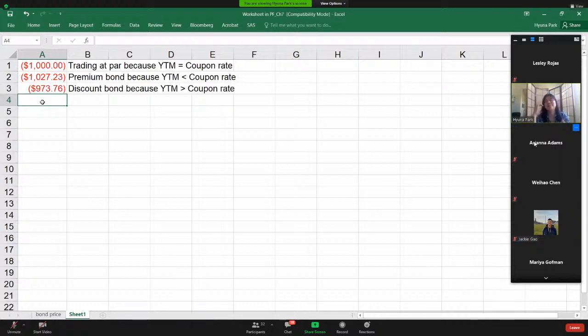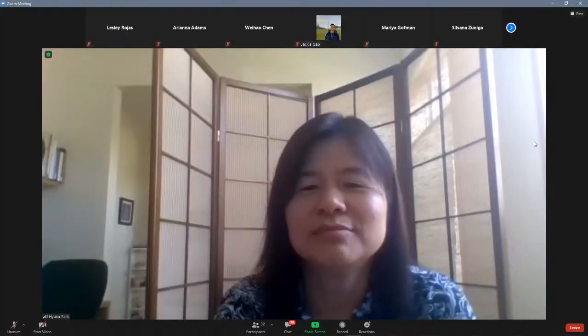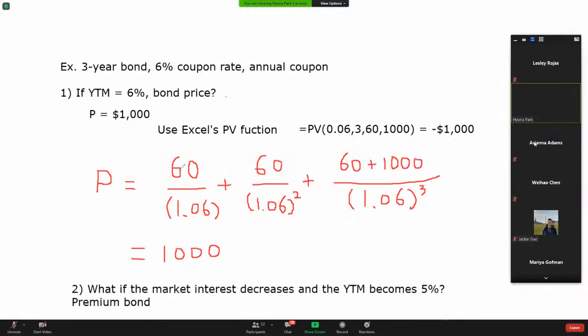So this is the dynamic, and let's relate it to the whiteboard formula. The coupon payments are 60, 60, 60, 60. This part doesn't change: the coupon rate and par value don't change. But when rates go up to 7%, we are discounting more, and present value will be lower than 1,000. Similarly, when rates go down and the discount rate becomes 5%, present value will be greater than 1,000. So premium bond, discount bond. Bond prices fluctuate. Why? The discount rate, the yield, changes, but the coupon rate is fixed, right?